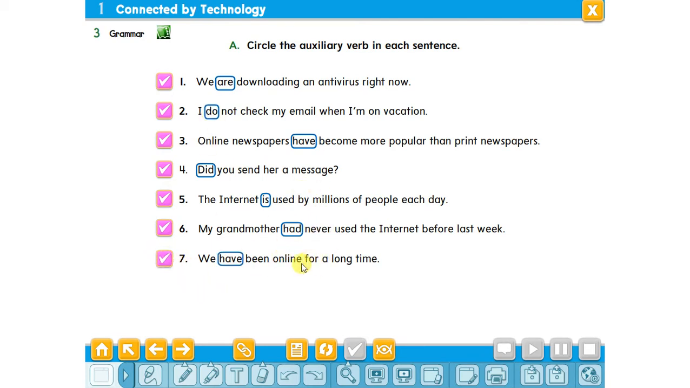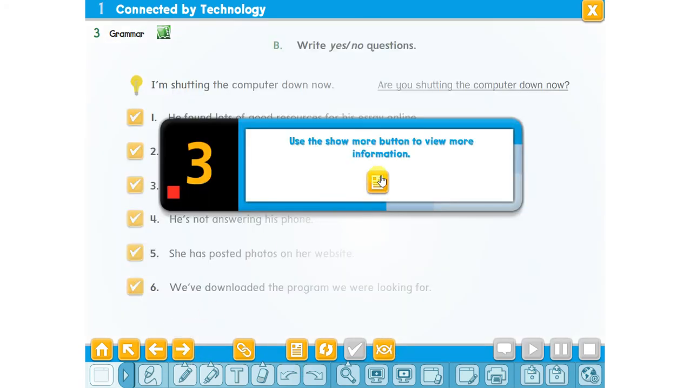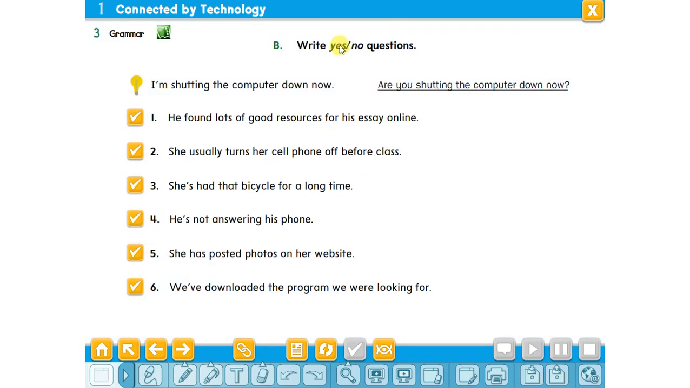All of these are auxiliary verbs with a main verb. Directly. Let's move on. Here, he wants a yes, no question. Remember, if you have an auxiliary verb, you just put it at the beginning.